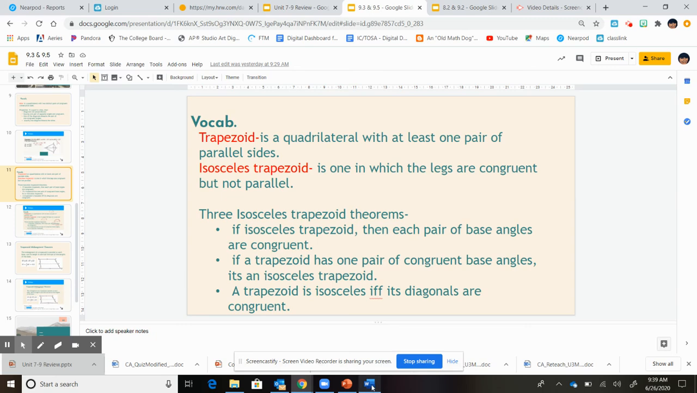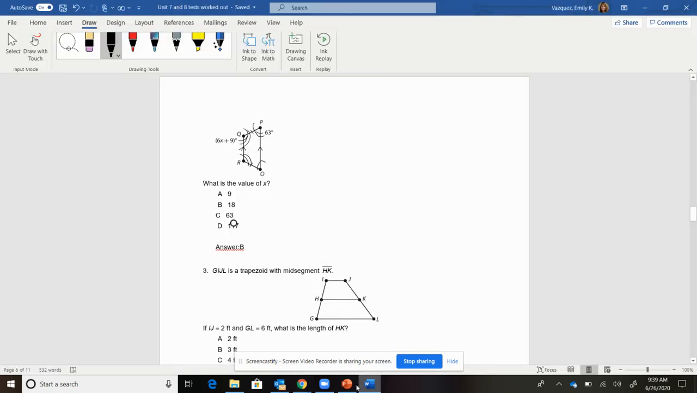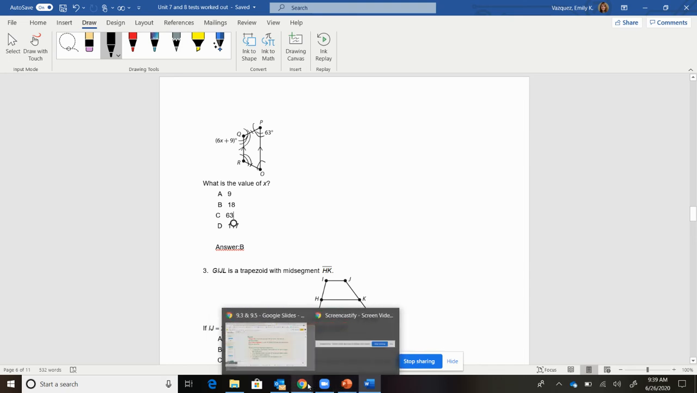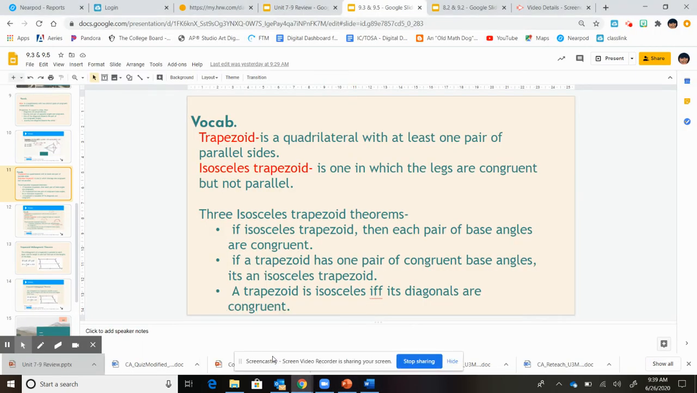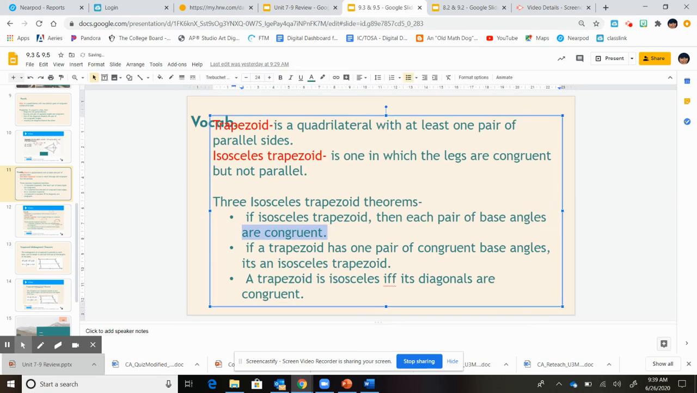And again, let me glance back at the question. I want to look at angles, right? Angles is my focus. So let's see. Isosceles trapezoid, each pair of base angles is congruent. Okay, so pair of base angles is congruent. And that's all that they say.